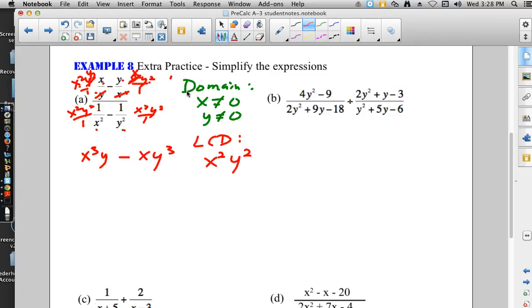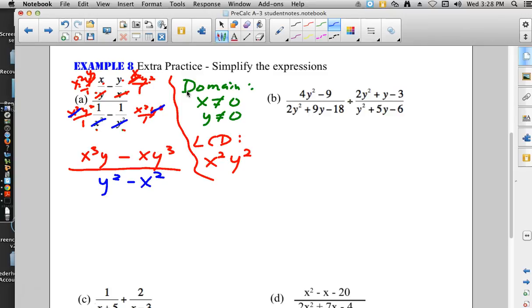All right, I don't want that running into my LCD over here. So far we've got the new numerator here, x cubed y minus xy cubed. Now let's go after our denominator, which the x squareds are going to cancel out, and we'll get y squared. And over here the y squareds will cancel out, and we'll get x squared.